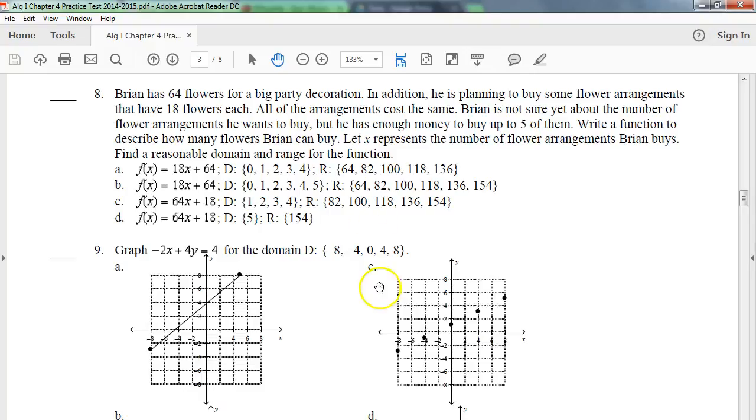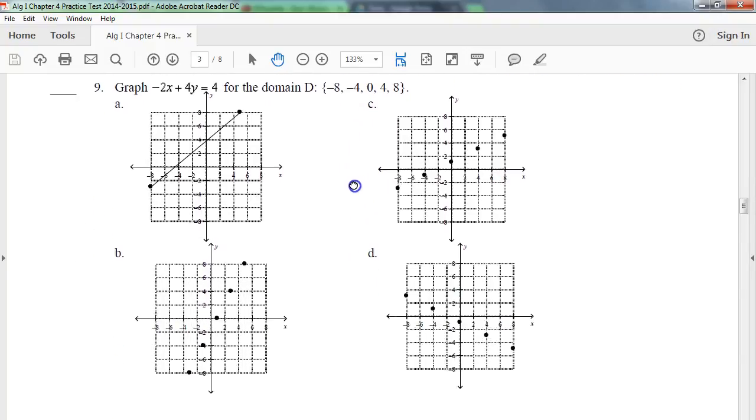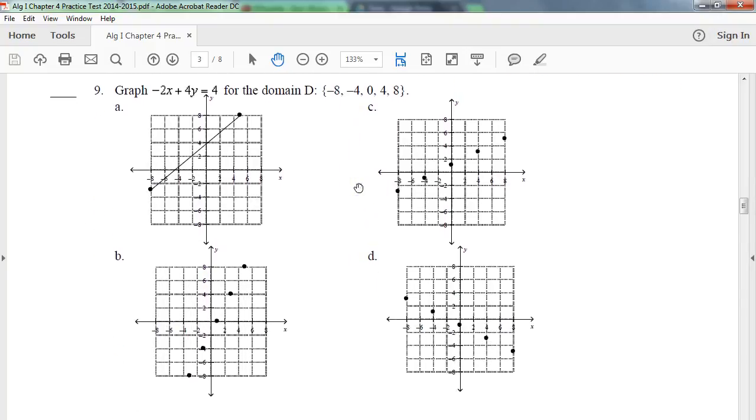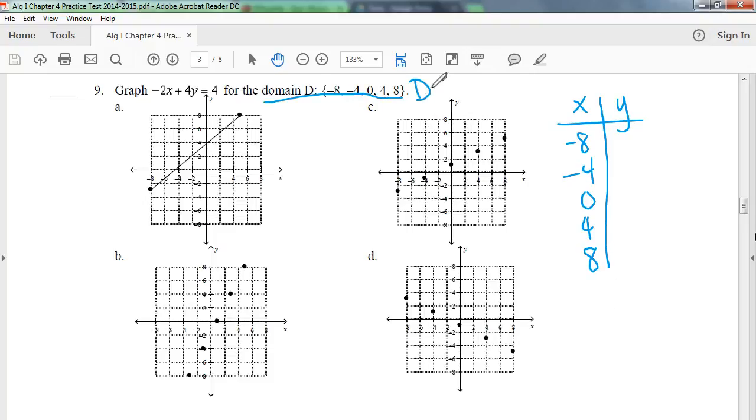Number 9, graph -2x plus 4y equals 4 for the domain D equals -8, -4, 0, 4, and 8. If we make ourselves a little table here, we can plug in those x values, -8, -4, 0, 4, 8. Since a domain was specified, this will be a discrete graph. We are not going to connect our dots because we were only given those points. Option A is immediately then out of the question.